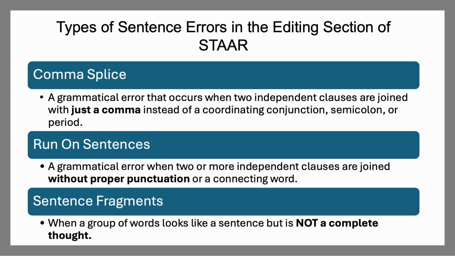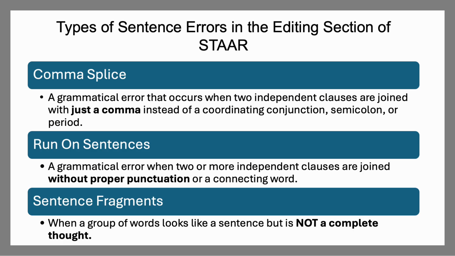All right, so now that we've learned what makes up a sentence and how we can combine different sentences, let's talk about what it looks like when there's an error in those sentences. So if you misuse a comma, if you misuse a semicolon, or if you don't use anything at all. The first error that you'll either have to correct or identify is a comma splice.